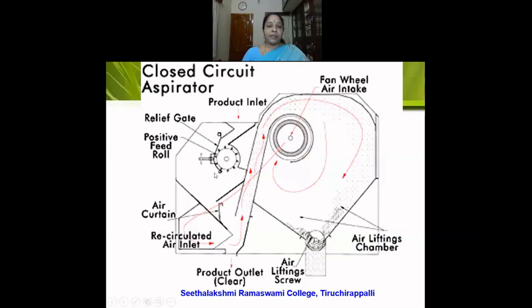So when the wheat comes here and the wind blows in this portion, what happens? The lighter impurities are removed. They will fly up and they are removed here. The lighter impurities will go into this chamber, and from this chamber the lighter impurities are removed. And here is the product outlet. In this product outlet, we will get the wheat which is free of any type of impurities.